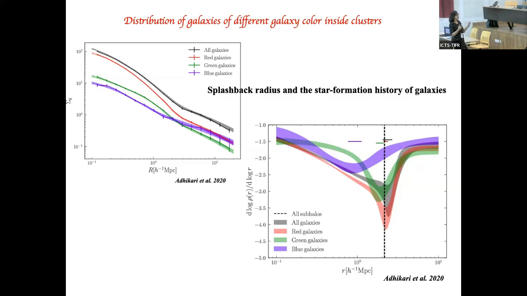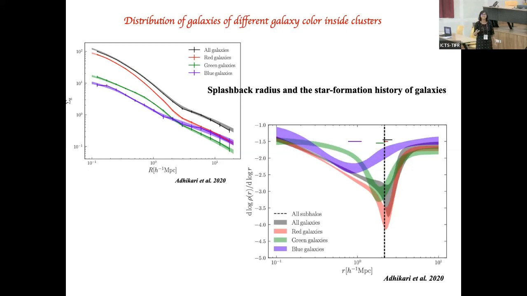Given that we now have quite good data to measure these profiles very precisely, particularly in galaxies, one thing we have tried is this. One way in which galaxies are different from dark matter particles is that they're not identical in time, so they evolve in time. We looked at galaxies of different colors and tried to see how their distribution within these clusters changes.